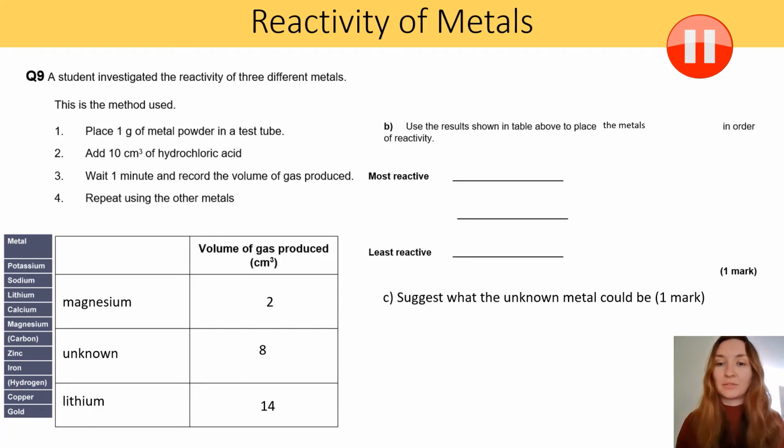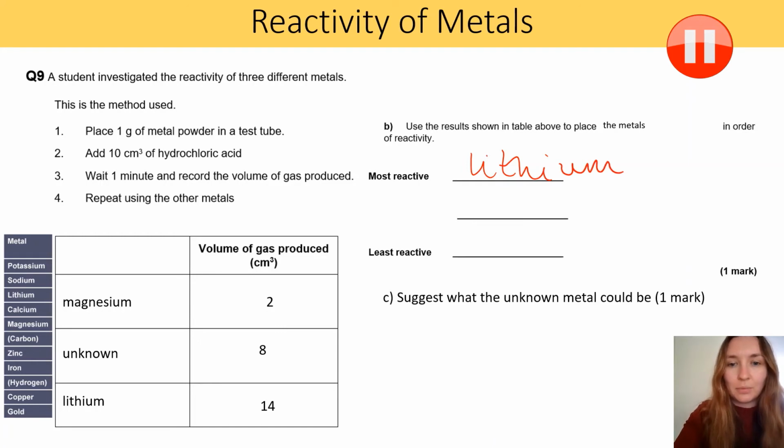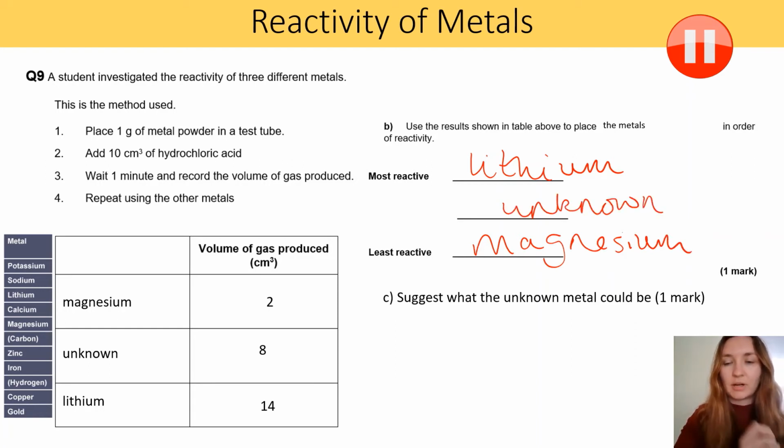Okay, so we're going to go through the answers to that. So the most reactive metal this time was lithium, so I'm going to write lithium at the top. The least reactive was magnesium, and I know that the unknown was in between. So that is worth 1 mark, writing it in that order.